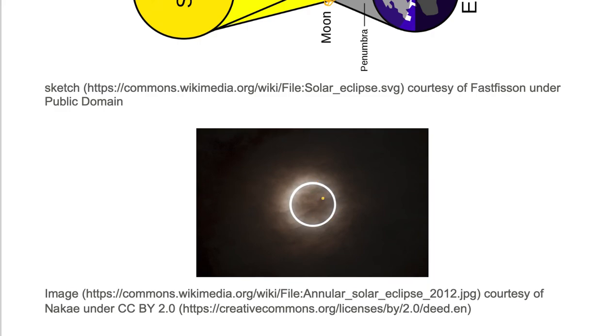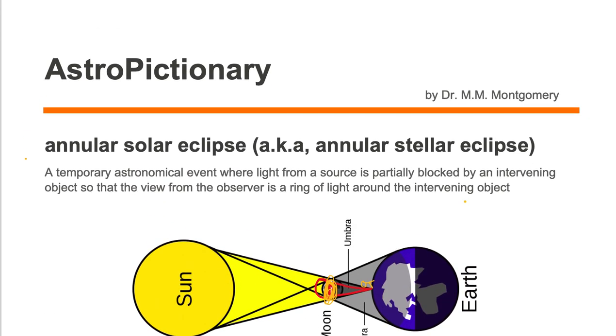The Moon is a little bit closer to the Sun, and hence that's the reason why we see some of this sunlight passing around the Moon from our point of view on the surface of the Earth looking up at this annular solar eclipse.